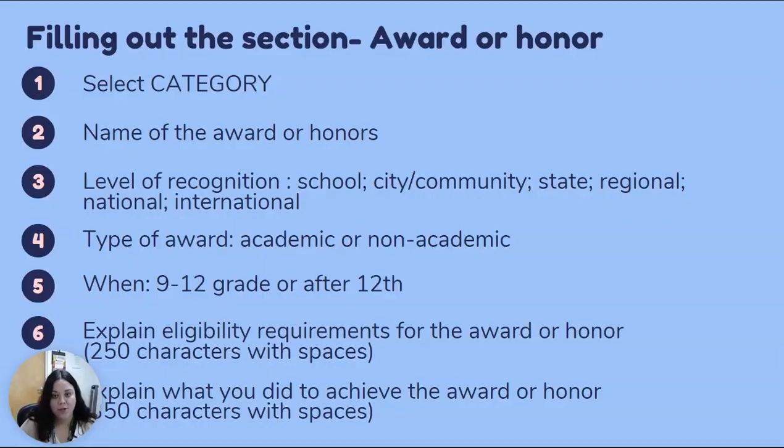So in the award or honor section, you're going to select the category of award or honor. You're going to list the award or honor. You're going to explain the level of recognition, whether that award or honor came from your school, your city or community, your state, or was it a regional award, or was it national or international? You're going to explain if the award was academic or non-academic. You're going to explain when you received this award. So that could be either in grades 9, 10, 11, or 12, or after 12th grade. And then you're going to explain what sort of eligibility requirements you met in order to earn the award, and what did you do to actually achieve the award.